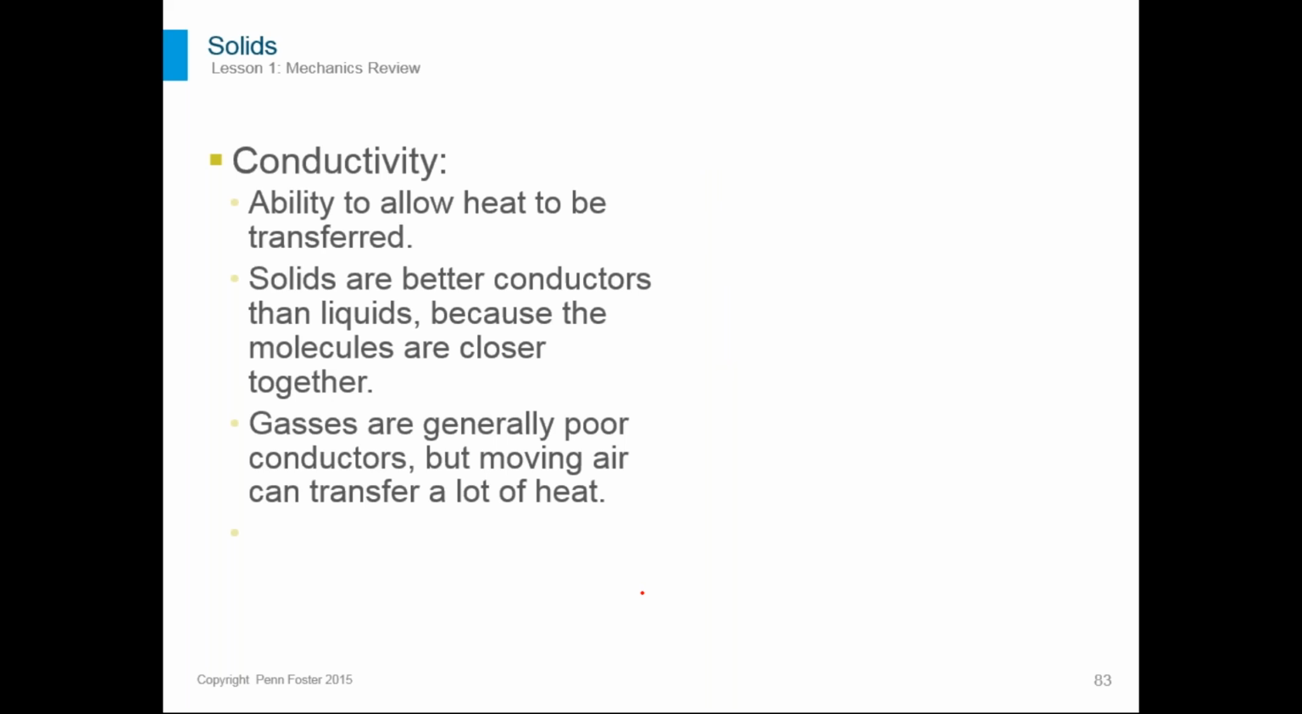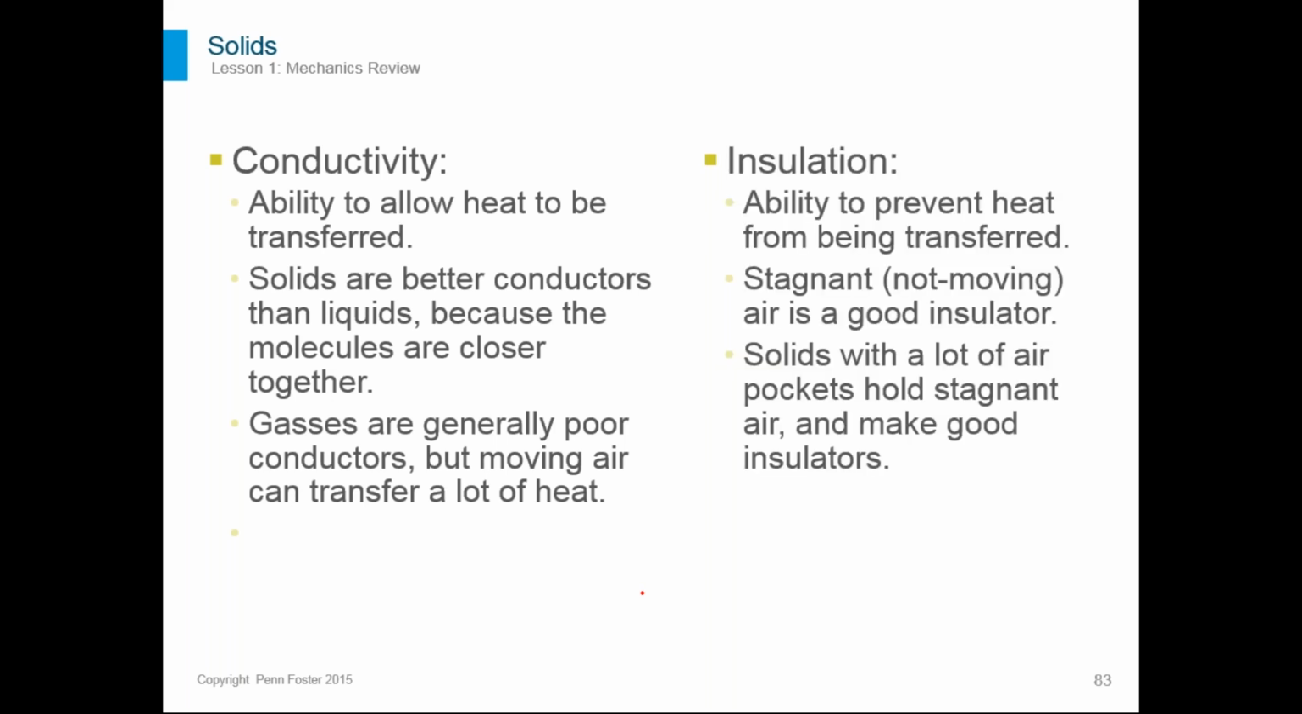The opposite would be insulation. That's the ability to prevent heat from being transferred. And a really, really good insulator is air that's not moving. It's called stagnant air. So you can trap air somewhere so that it's not allowed to move away. It's actually a very good insulator. So solids that have a lot of air pockets that can hold stagnant air, such as down inside of a parka or a big jacket, it's very fluffy. It's holding all that air in there. Or the insulation in the walls of your house. There's a lot of air pockets in there and they're holding the air there. So those are acting as insulators.